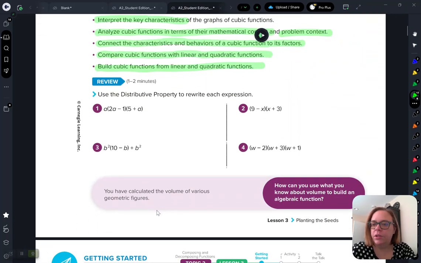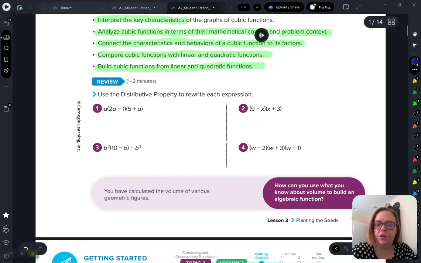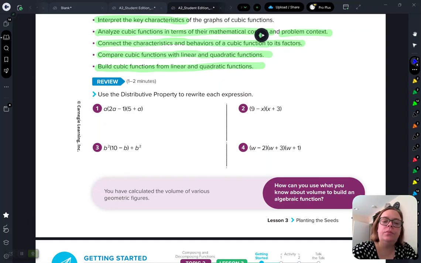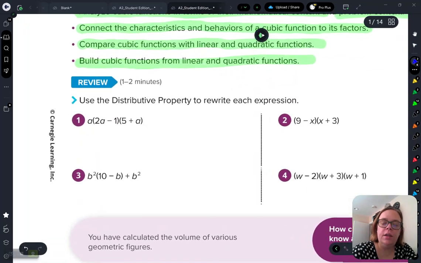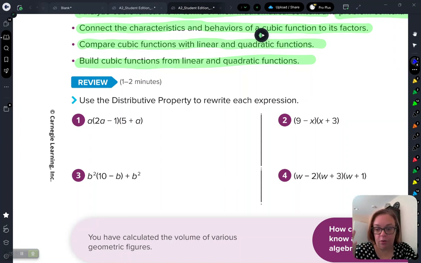Okay, so let's start with a little review of the distributive property to multiply these different linear or quadratic things together. I'll do one, and then I'm going to let you do the rest on your own, okay? If I have a times 2a minus 1 times 5 plus a, I have three things. These are three linear factors.